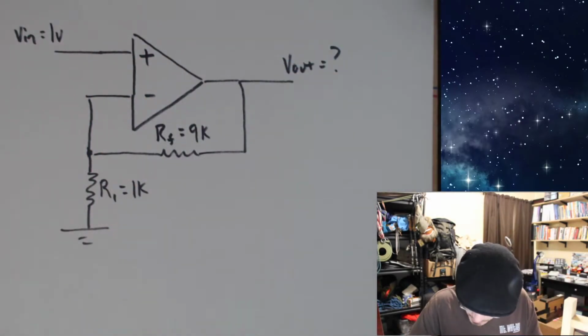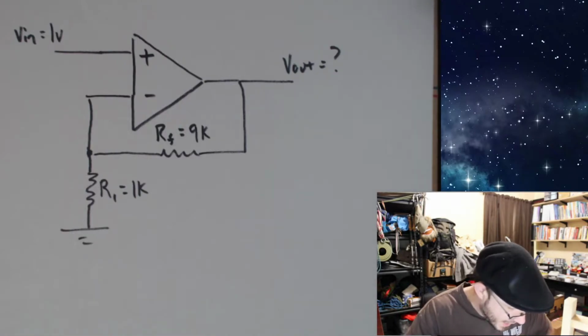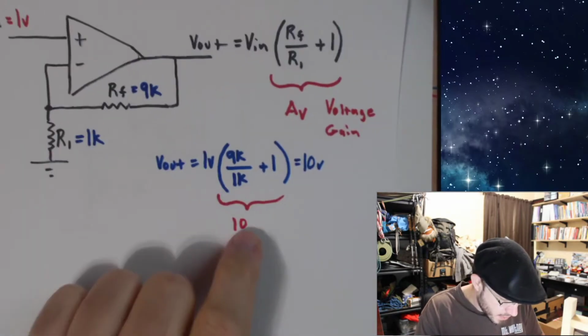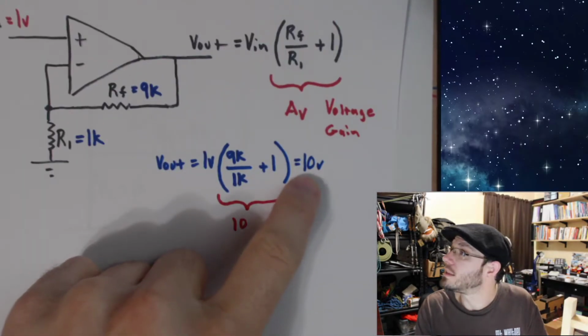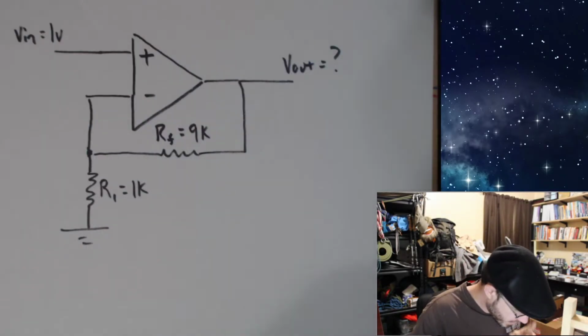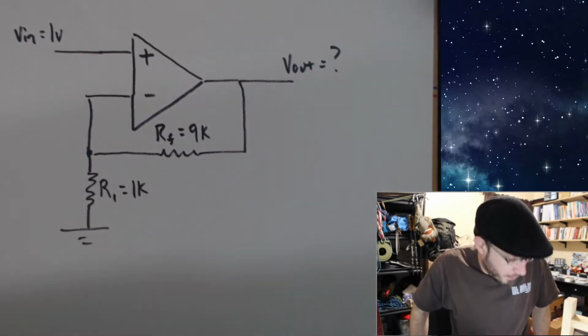Okay, so how can we analyze this? How can we figure out what V out is? According to the equation, it should be 10. We should get 10 volts on this output over here. But let's see if our rules can help us out.